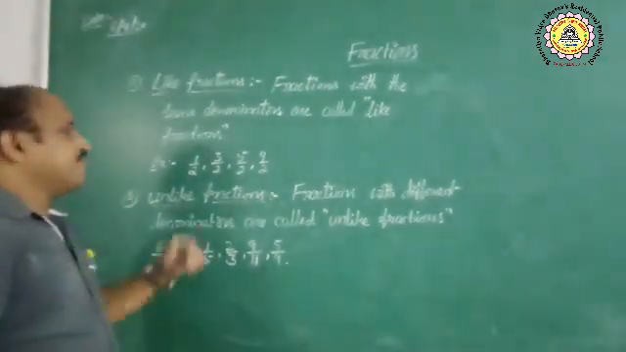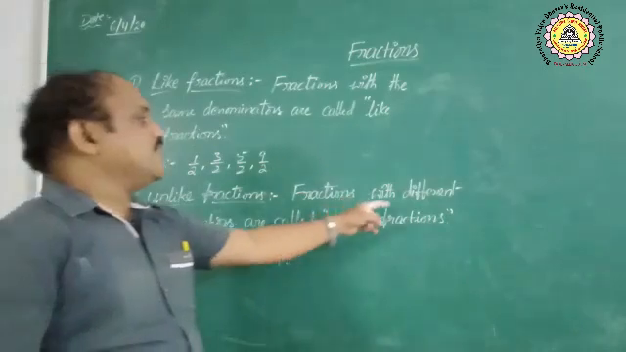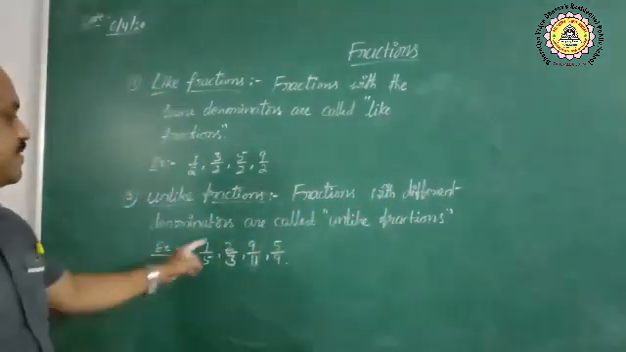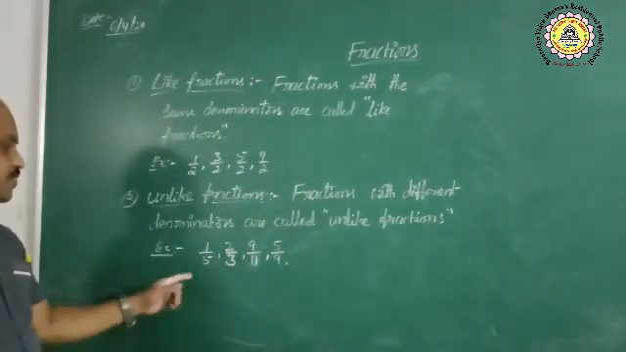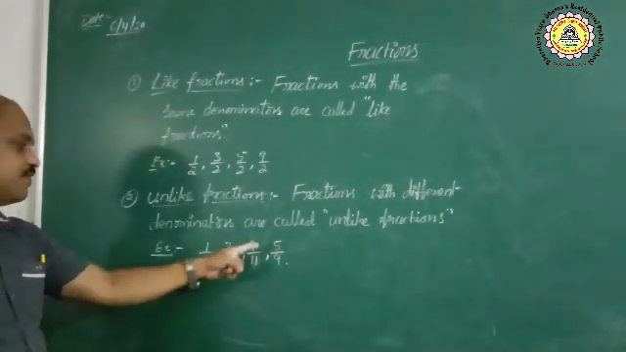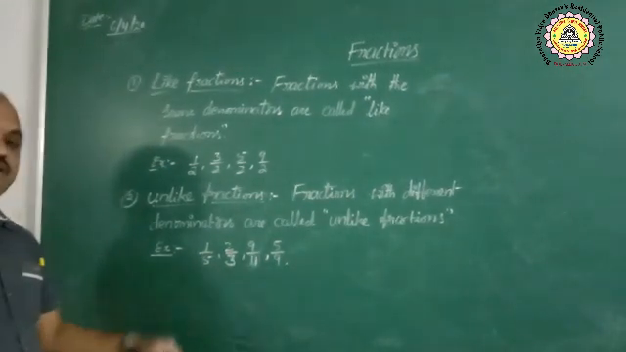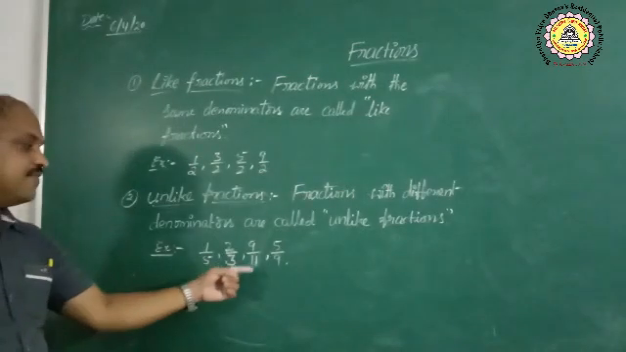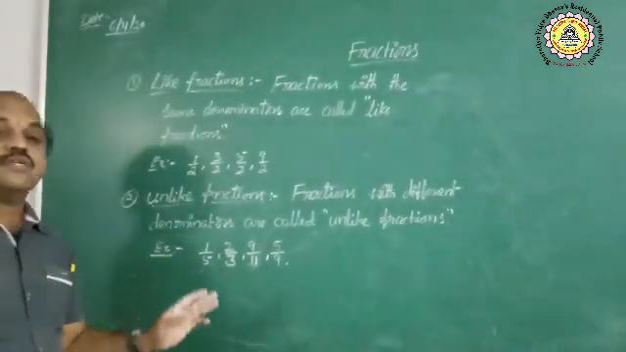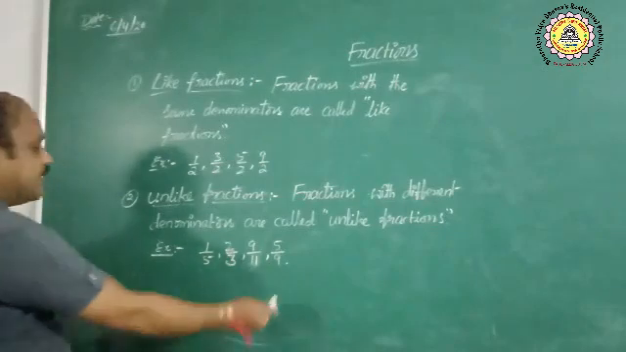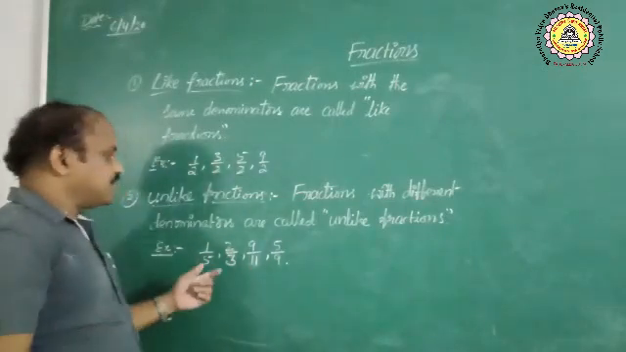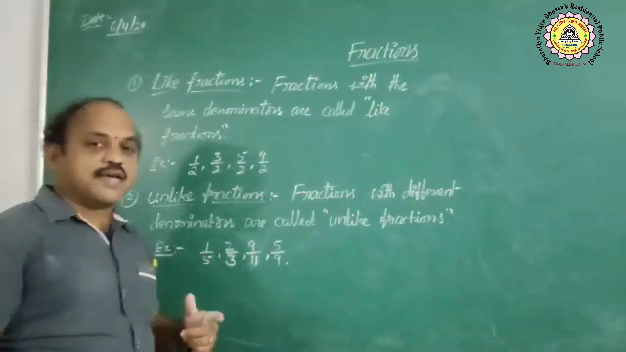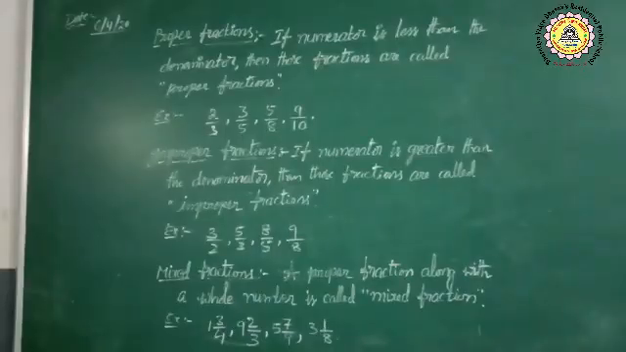Next, second one, unlike fractions. Fractions with different denominators are called unlike fractions. Let us take some examples: 1 by 5, 2 by 3, 9 by 11, 5 by 9. Observe the denominators 5, 3, 11, 9. These are all different denominators. That's why these 4 fractions are called unlike fractions. Understand?